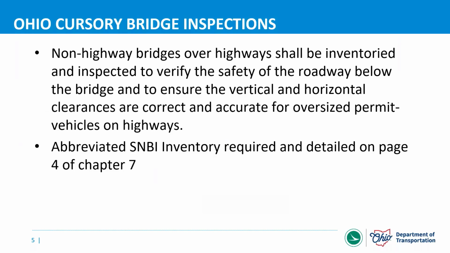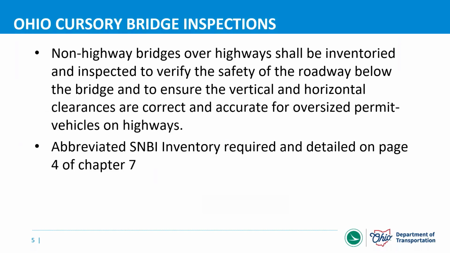And so we've decided on an abbreviated SNBI inventory for these structures that basically is what we need in our system: location, clearances, overall condition ratings, et cetera. But again, we're only looking at that span over the roadway. So we're not looking at the entire structure most of the time. We're not doing a full routine inspection most of the time, right? We've detailed which SNBI inventory fields we would like to see for these bridges on page 4 of chapter 7.